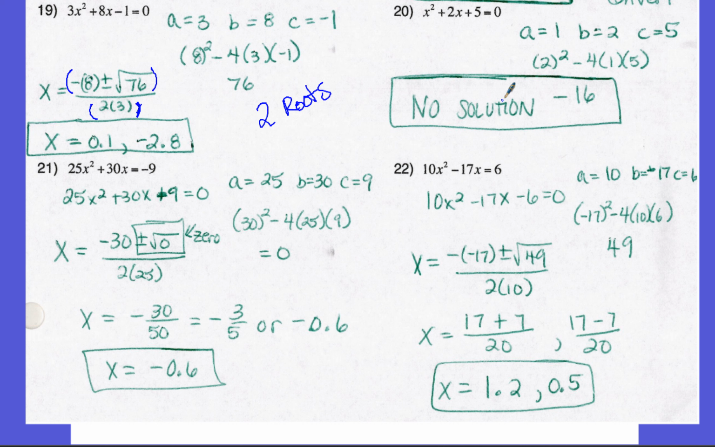Number 20, when we plug this one into the discriminant, we get a negative number, so that's no solution. And 21, A is 25, B is 30, C is 9. I believe we did this in both classes. So you get the discriminant of 0, which means you're going to get one root. And when you reduce this one, you get negative 30 plus or minus the square root of 0 all over 2 times 25. So you'll get negative 30 over 50, or negative 3/5, or negative 0.6.